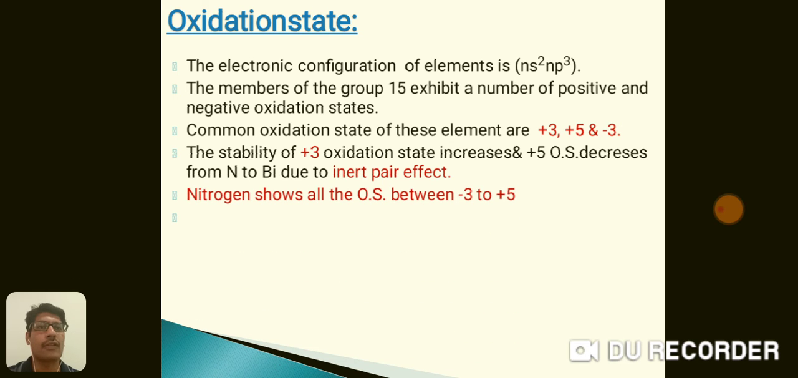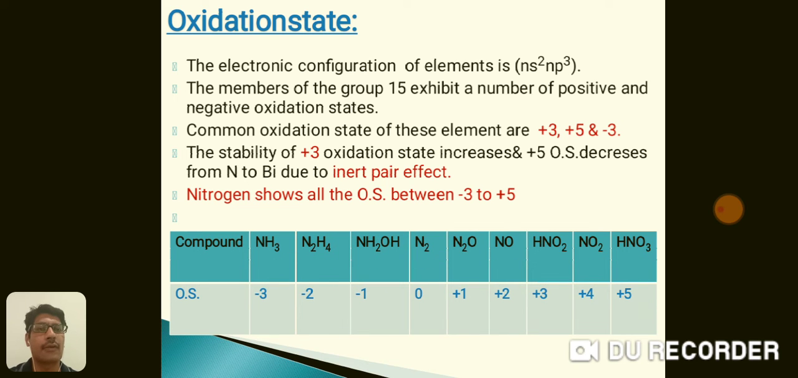Nitrogen shows all the oxidation states between -3 to +5, and this is the variety of oxidation states shown by nitrogen. In ammonia it is -3, N2H4 -2, in NH2OH it shows -1 oxidation state. In nitrogen, N2, in which a triple bond is present between two nitrogen atoms, therefore it is 0. N2O +1, NO +2, HNO2 +3, NO2 +4, HNO3 +5.